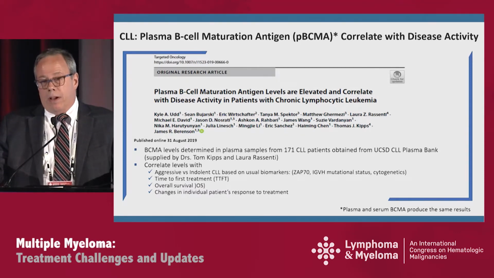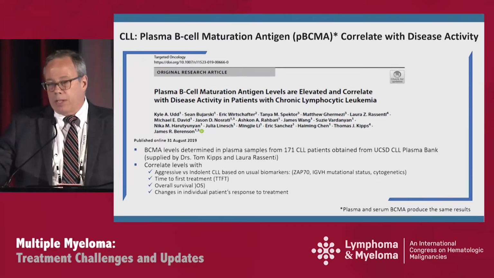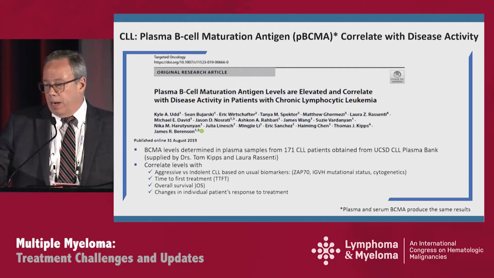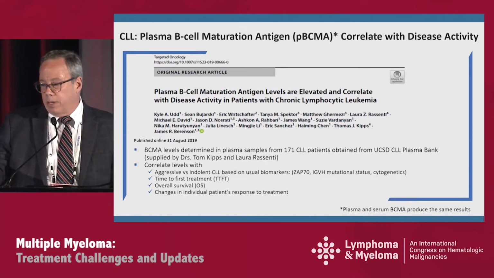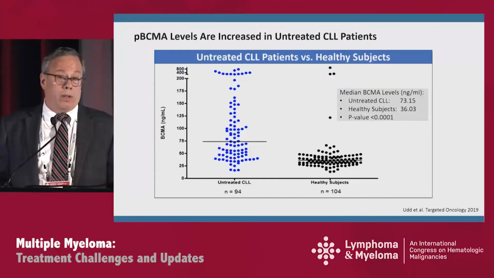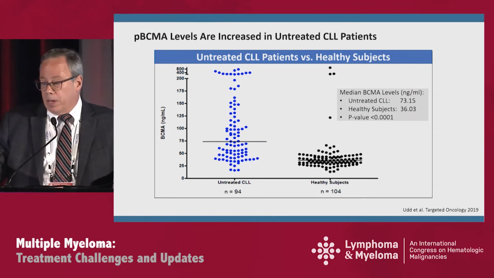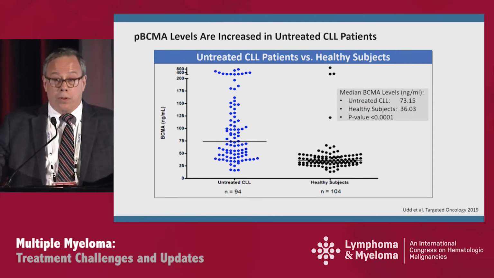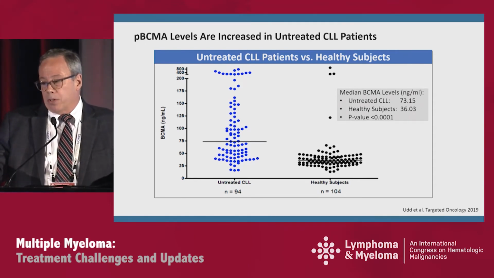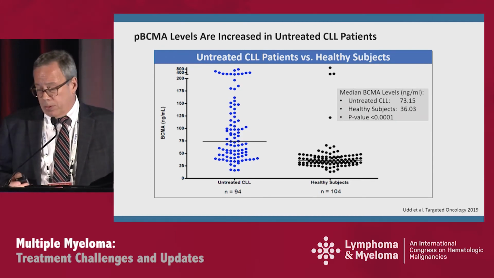We looked at baseline BCMA and correlated with aggressive versus indolent based on ZAP70 and the IGHV mutational status. We also looked at time to first treatment, overall survival, and changes in individual patients' response to treatment. And what you note immediately is the levels are actually lower in CLL, which makes a lot of sense. It's a little bit earlier in B-cell lineage, and there are a lot more patients here, if you will, that are kind of smoldering. But the numbers are double of normals, and indeed quite significantly different than normals.